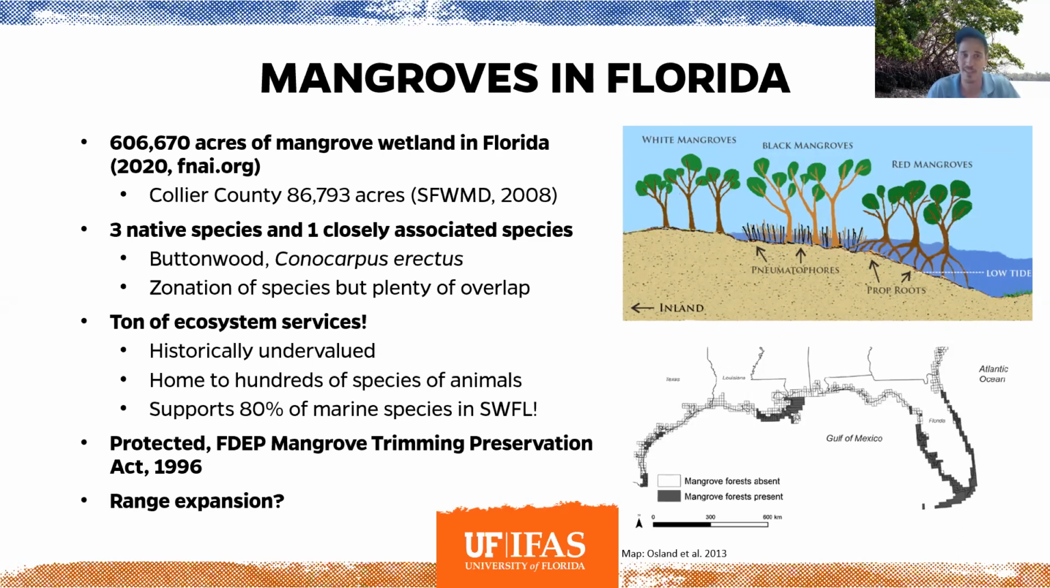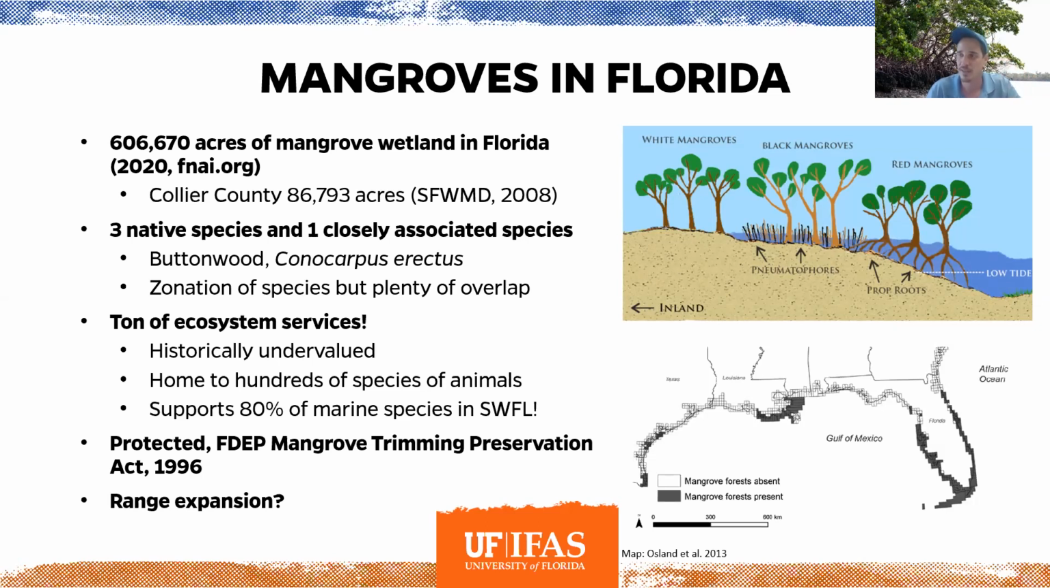So there are 3 native species of mangroves and 1 closely associated species. The closely associated species is the buttonwood, which lives around the mangroves, especially in the uplands kind of environment with the white mangrove. But they don't have any true adaptations to living in these low dissolved oxygen conditions. They reproduce through a seed, which is what the buttonwood gets its name from. It's like a little pinecone-looking seed.